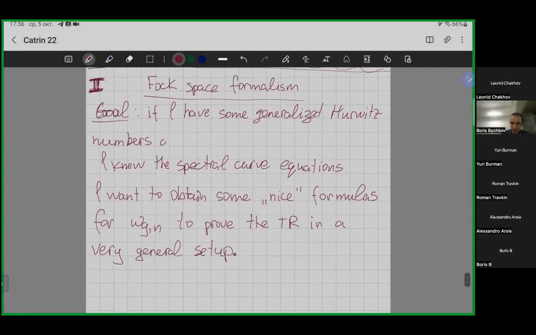Maybe the link for this part is our paper, explicit closed algebraic formulas, and so on, by Bychkov, Dunin-Barkowski, Kazarian, and Shadrin.